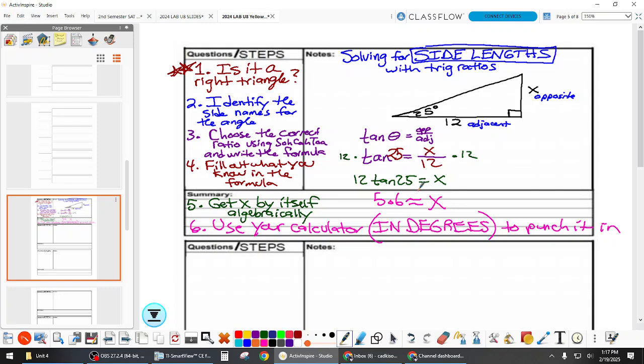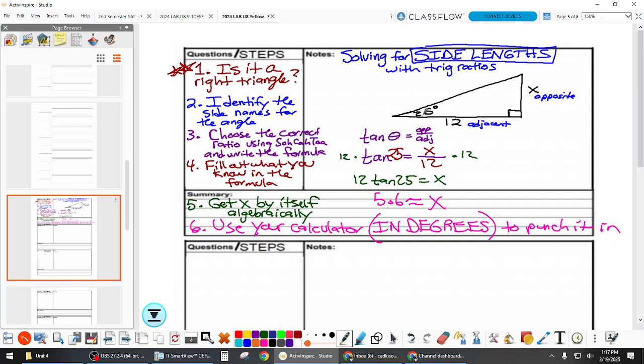For a 25 degree angle, these two side lengths will always have the ratio of roughly 0.5. It was 0.466. In other words, x is about half of 12. See that? 5.6, it's just a little bit less than half. For a 25 degree angle, that will always be true.